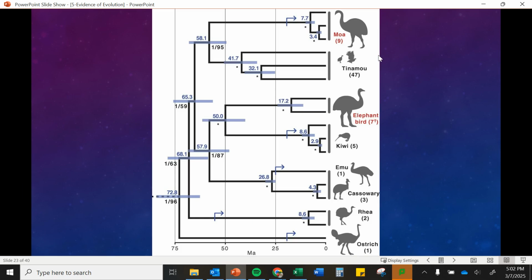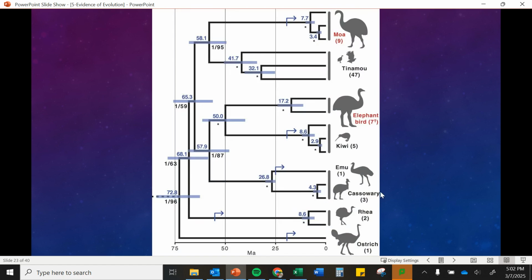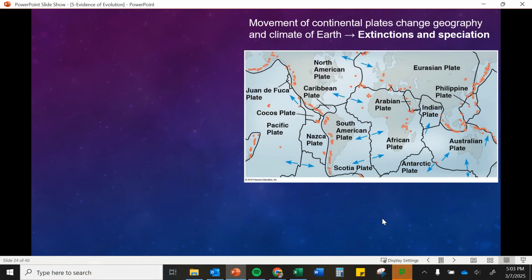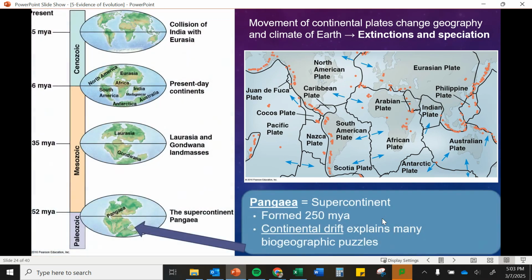And we can also see this by comparing the DNA sequences, and we can make a tree. We'll look at more of these phylogenetic trees next class. Okay, so movement of continental plates is shown here again. We had extinctions and speciations happening during this time.